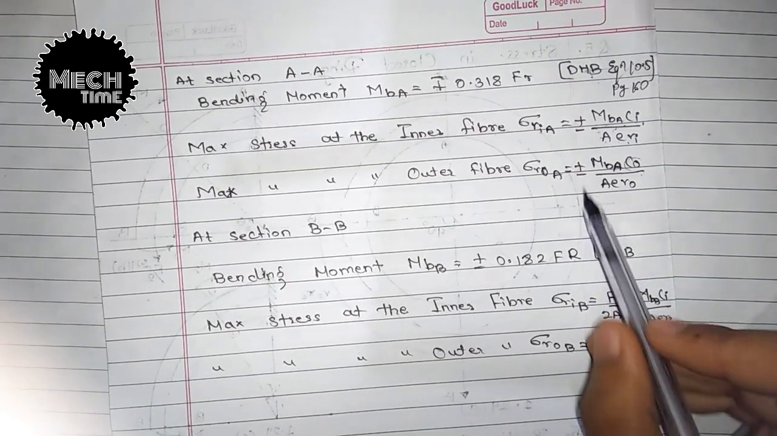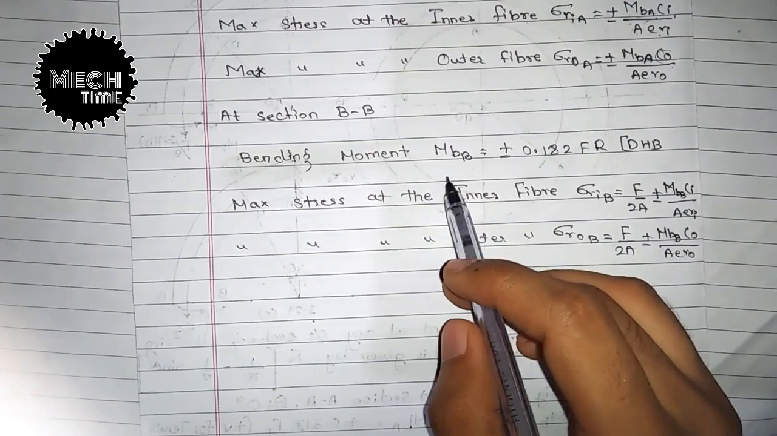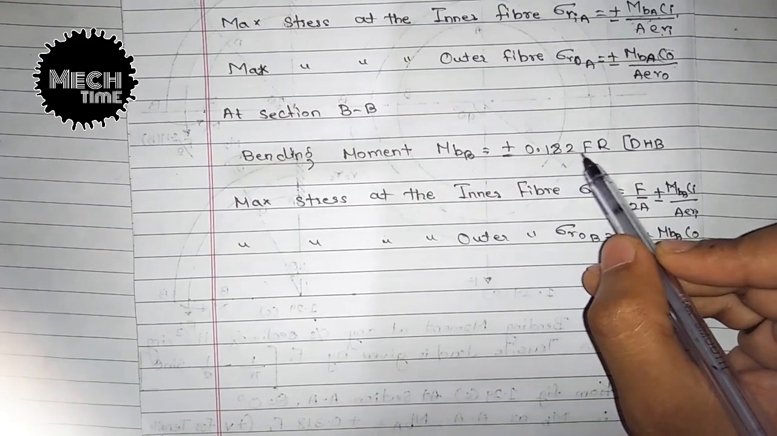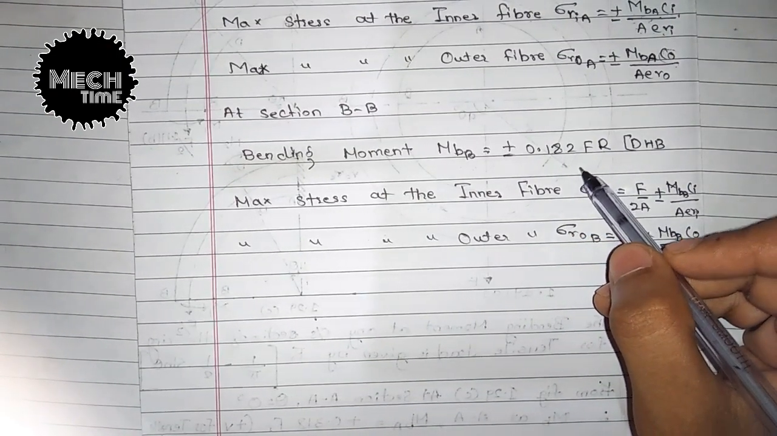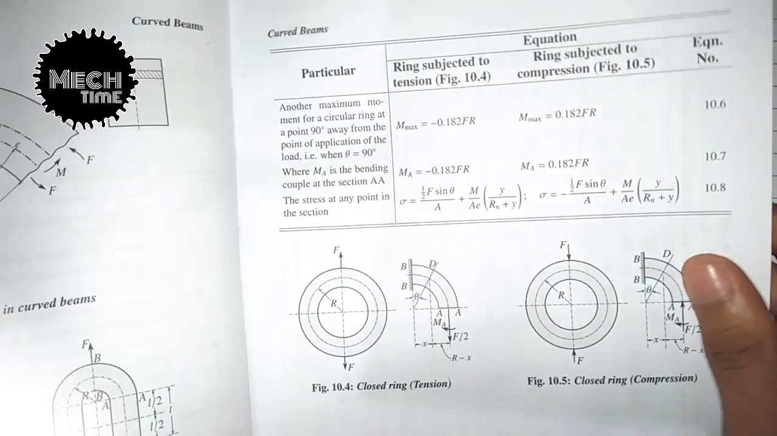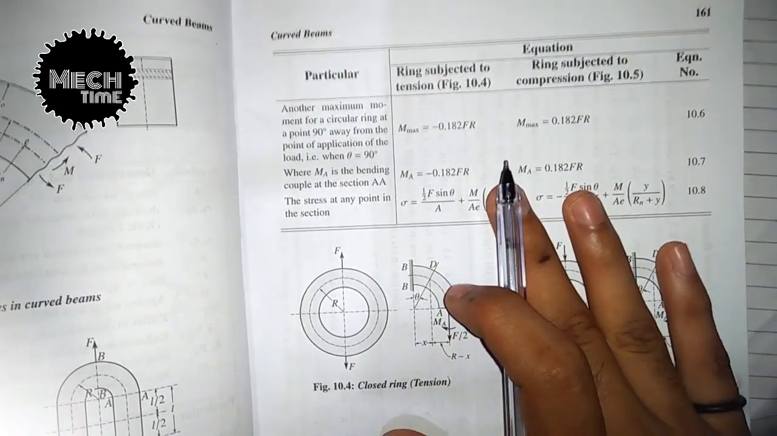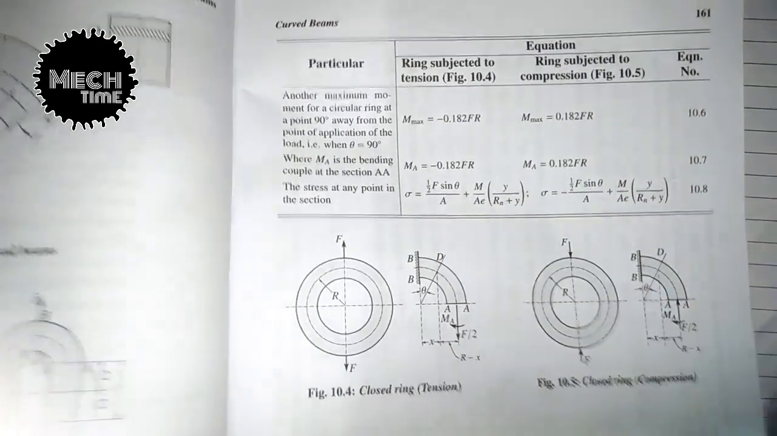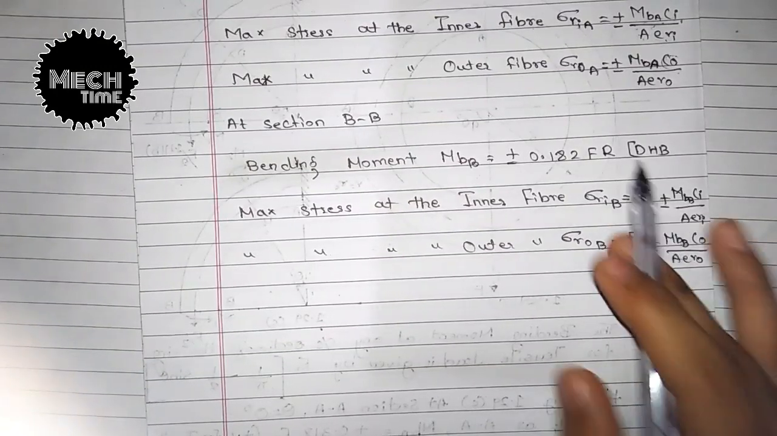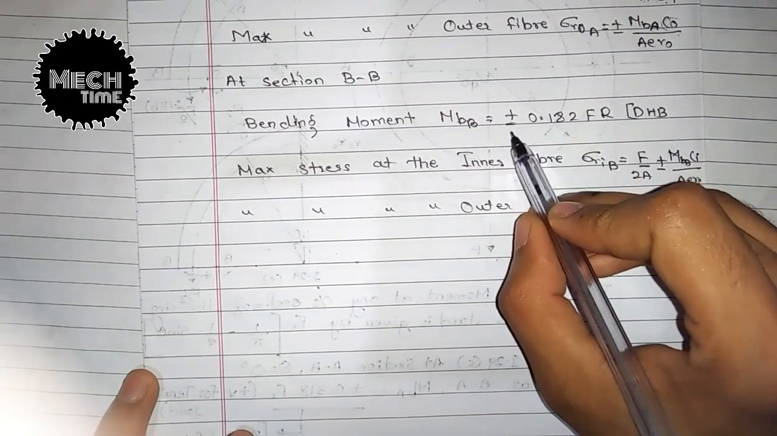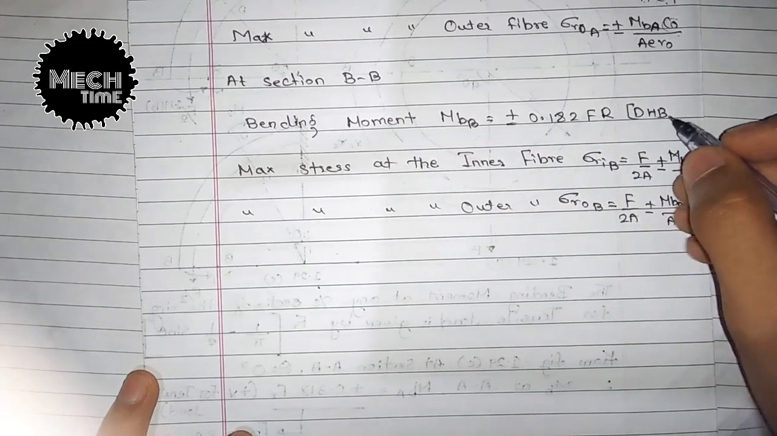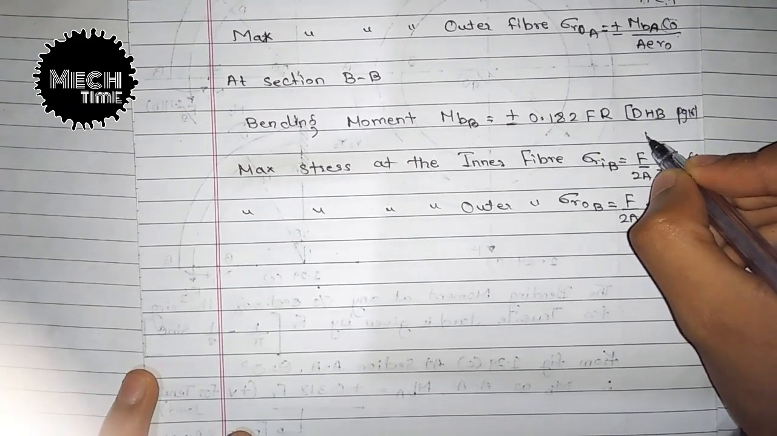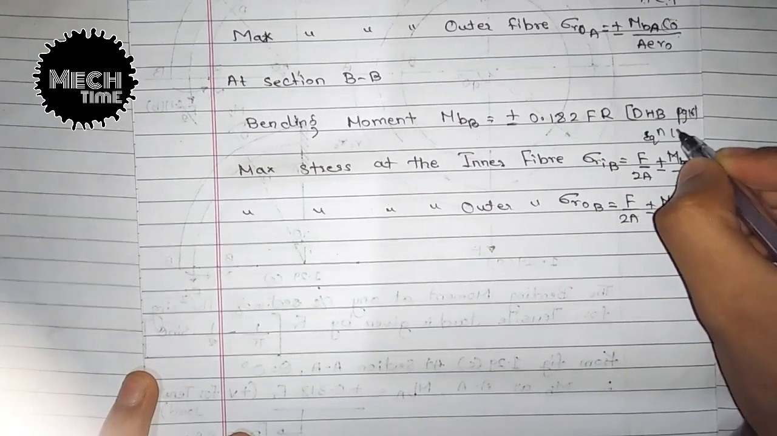Now similarly, at section B to B, the bending moment MB is equal to plus or minus 0.182 FR. I have told you that this is also there in the data handbook. You can see here, we are only finding for tension, no compression. You just have to show plus or minus, because you can easily solve the problem according to the load given. So plus or minus 0.182 FR, it is there in the data handbook on page number 161, equation number 10.6.